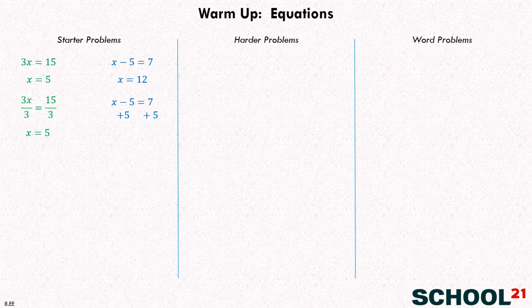Remember, we can't add 5 to just one side because that would make the equation untrue. It wouldn't be the same equation anymore. So now, x minus 5 plus 5, well, the minus 5 and plus 5, they just kind of make each other go away, right? Because that makes x plus 0, right? Okay, and then what's 7 plus 5? 12. So we get to our same answer this way, x equals 12.